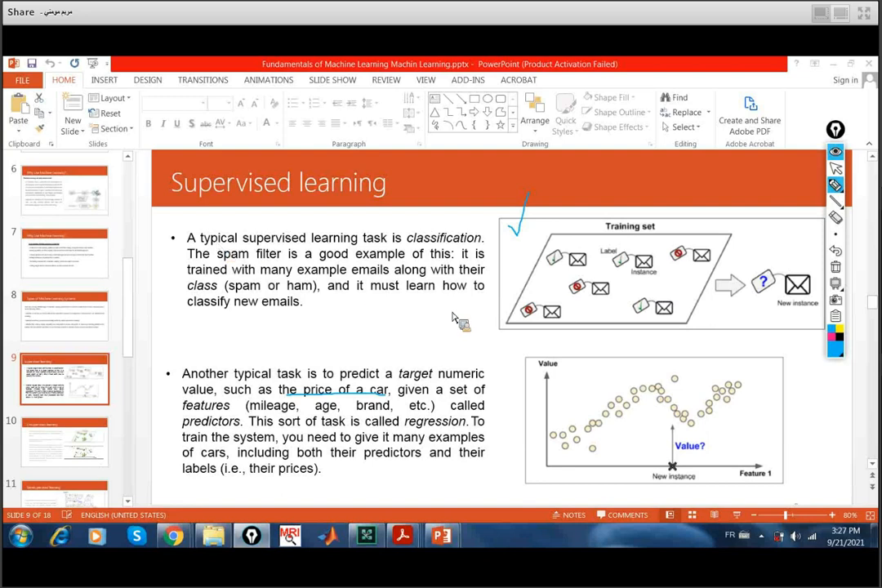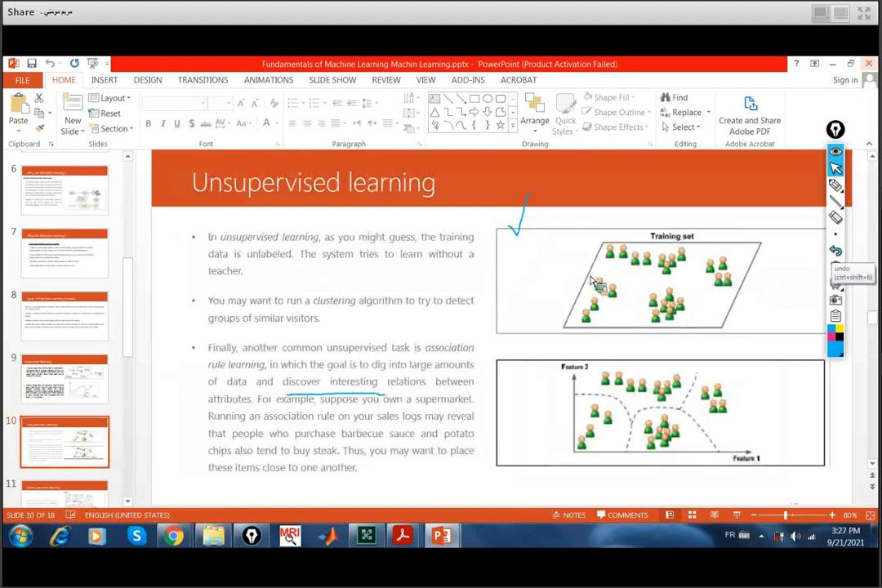The context of supervised learning is that our data have labels. This is the important point. But in unsupervised learning, we don't have any labels. We don't have any labels in our data.